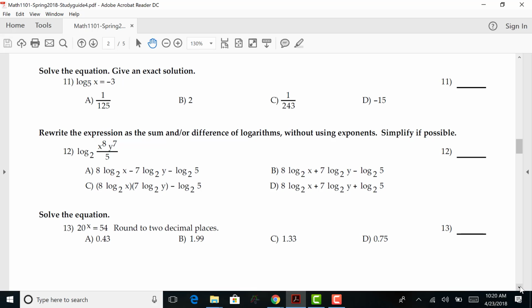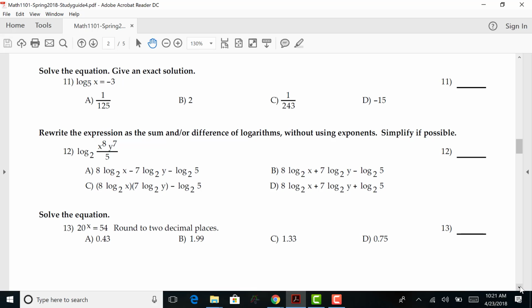So tell me what I should write here for this first part. 8 log base 2 of x plus what? 7 log base 2 of y minus log base 2 of 5. Now you're done. You cannot leave exponents in your answer.